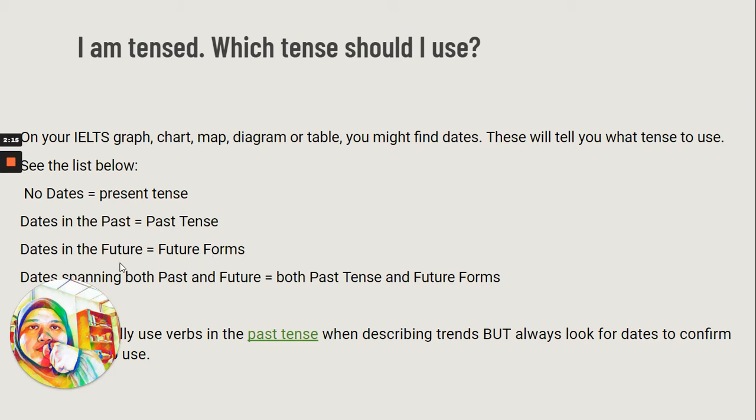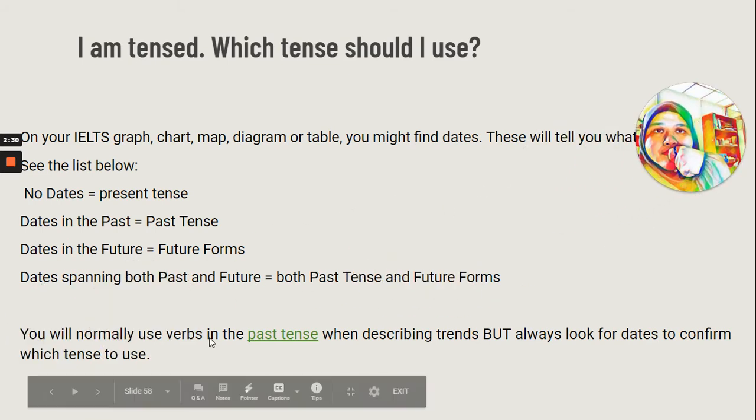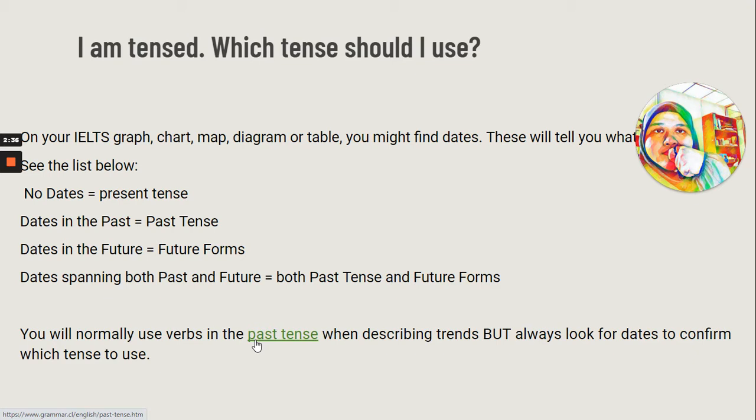And there are some instances where the dates that you get span both the past and the future. So you have to alternate between using past tense and future tense, okay? You will normally use verbs in the past tense when describing the trends, but make sure that you look for the dates to confirm which tense to use, right?